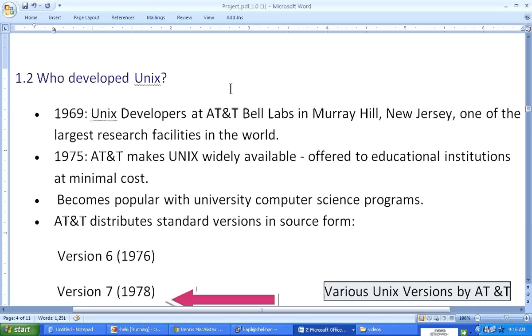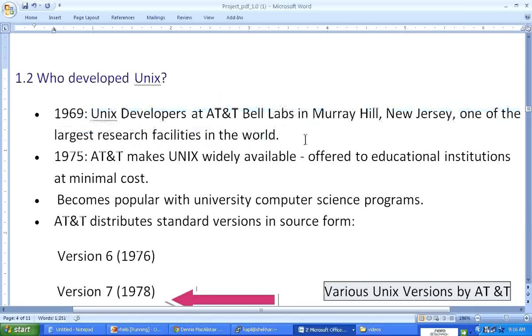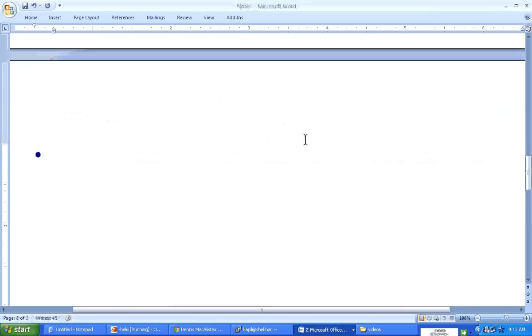Hello, welcome back. We're going to talk about who developed Unix now. Before I jump into Unix, I would like to take you through some of the historical aspects of the development of Unix. This was something in 1965. Let's take a look at the history.